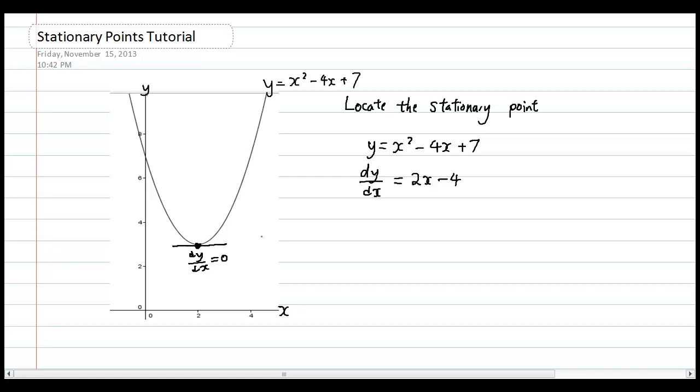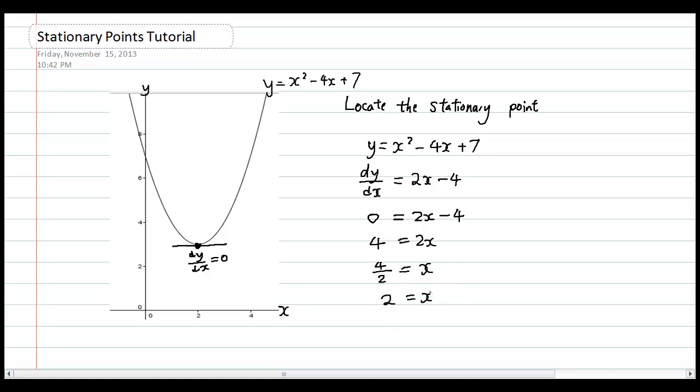So all we have to do is substitute 0 into dy over dx. So 0 equals 2x minus 4. And you simply have to rearrange the equation to make x the subject. So moving 4 to the other side, 4 is equal to 2x, and x is equal to 4 divided by 2. So 2 is equal to x, or x is equal to 2. So we have just found the x coordinate of the turning point.